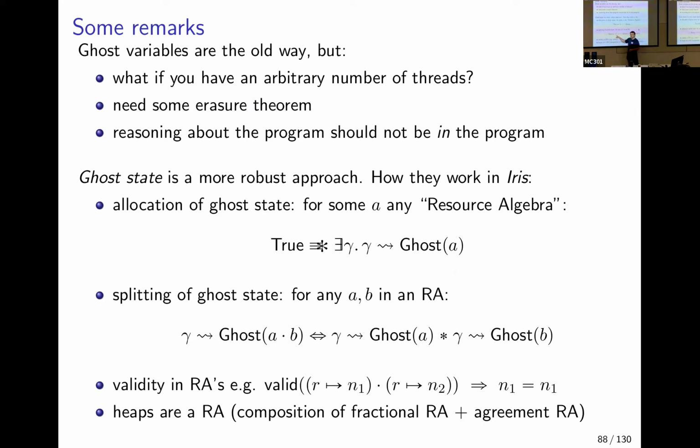What is important is that when you have the combination of A and B, you know that it implies that this combination is valid in some way. So you could define, for example, that R points to N1 and R points to N2 are two ghost things. It's not a heap predicate anymore. This would imply, for example, that N1 is equal to N2, sorry. And in fact, heaps in Iris, the heap predicates, are just one example of this ghost resource algebra. It's a composition of the fractional resource algebra and the agreement resource algebra.